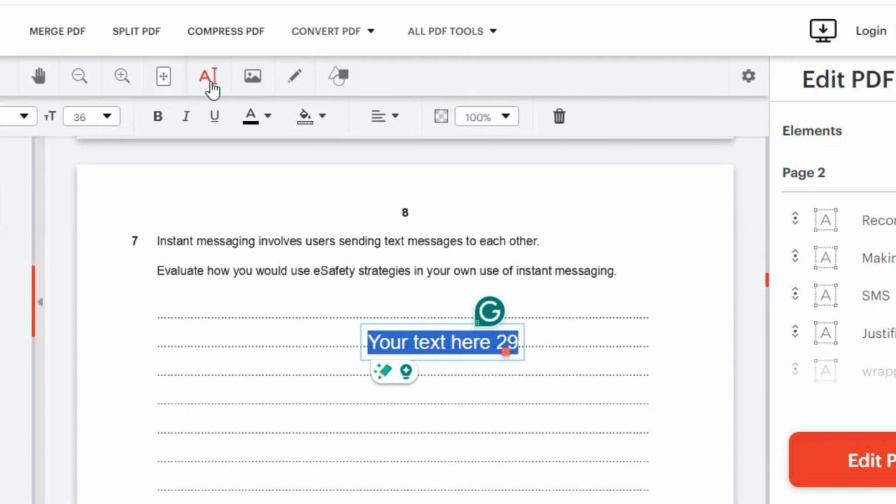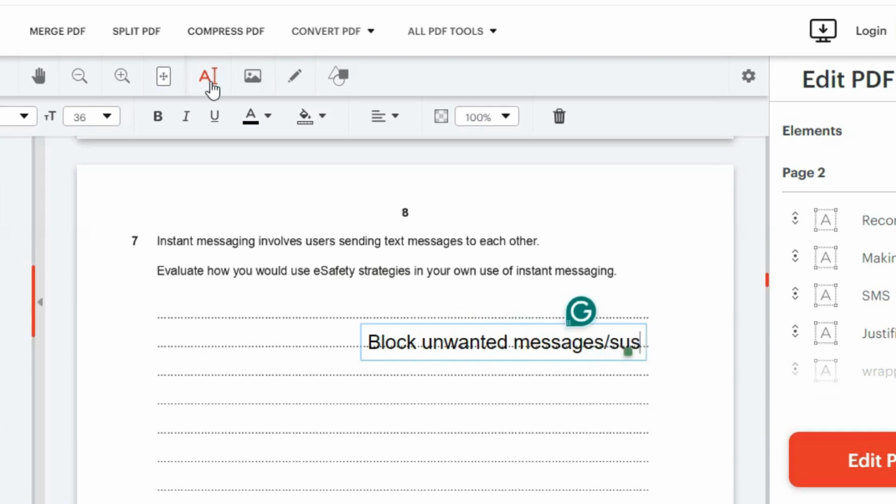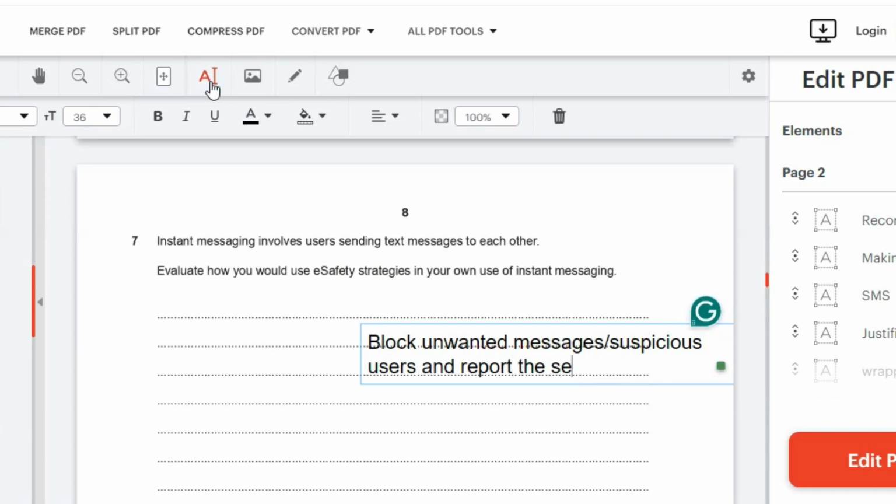One, block unwanted messages or suspicious users, and report the sender. So that's one way to save yourself.